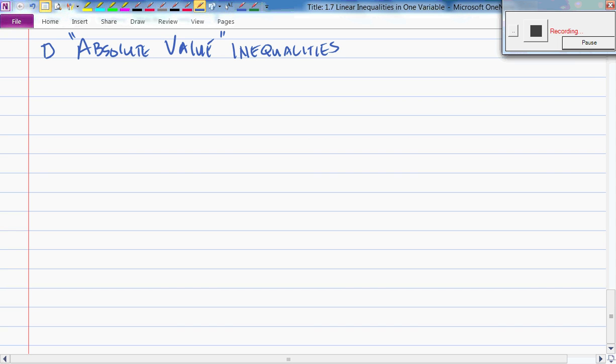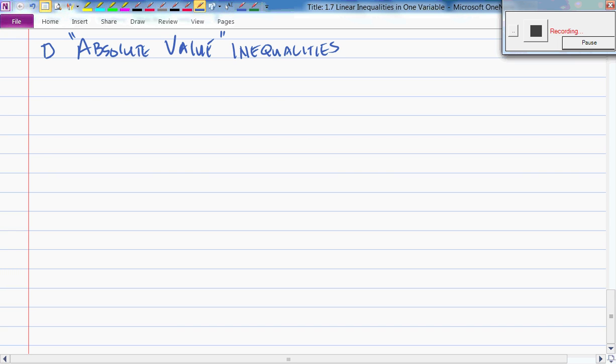What else do you know? What does absolute value mean? What are we talking about? So we're talking about a distance, right? Okay. So now distances can never sort of be what? Negative. Okay.